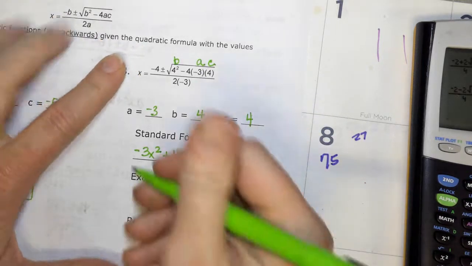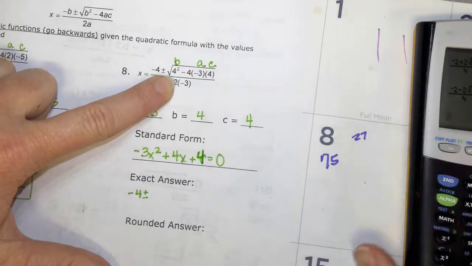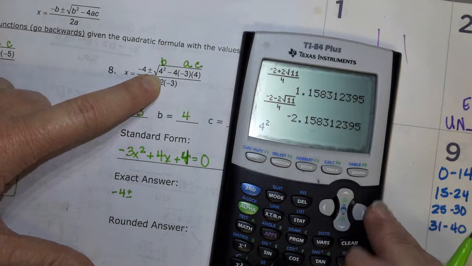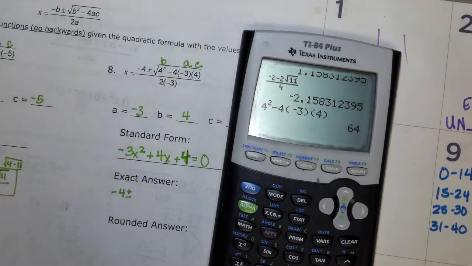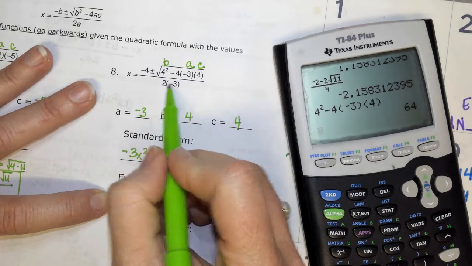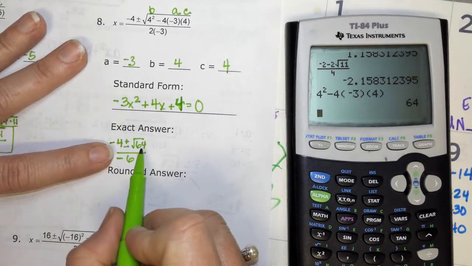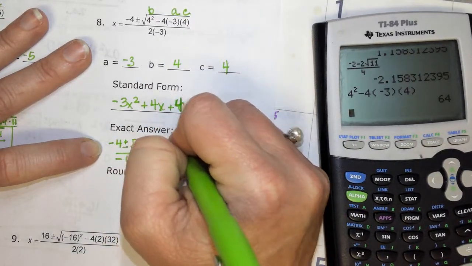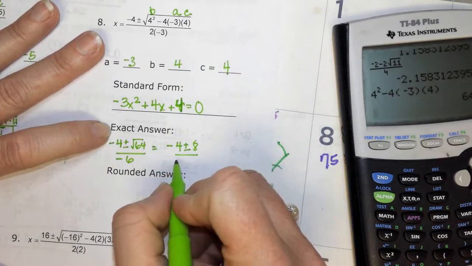All right, so now for my exact answer, I know it's going to start with -4 plus or minus. Now let's see what this value is. We have 4 squared minus 4 times -3 times 4. That gives me 64. So I have -4 plus or minus the square root of 64, all divided by 2 times -3, which gives me -6. 64 is actually a perfect number, so I can simplify this even further to -4 plus or minus 8, all divided by -6.